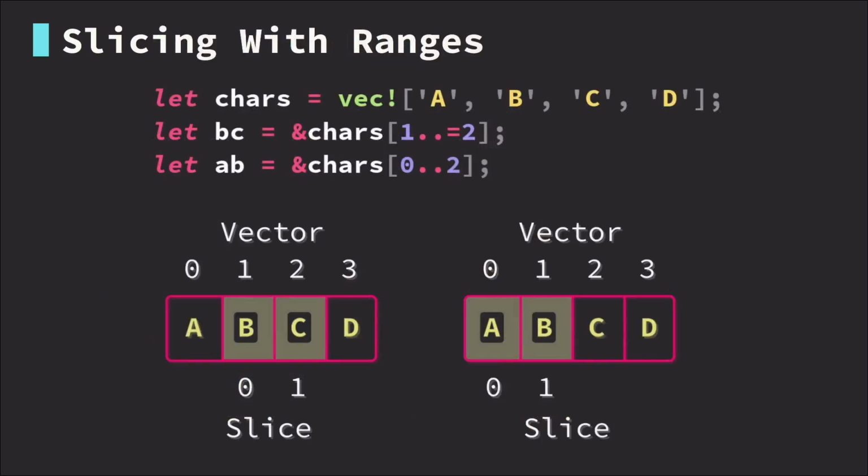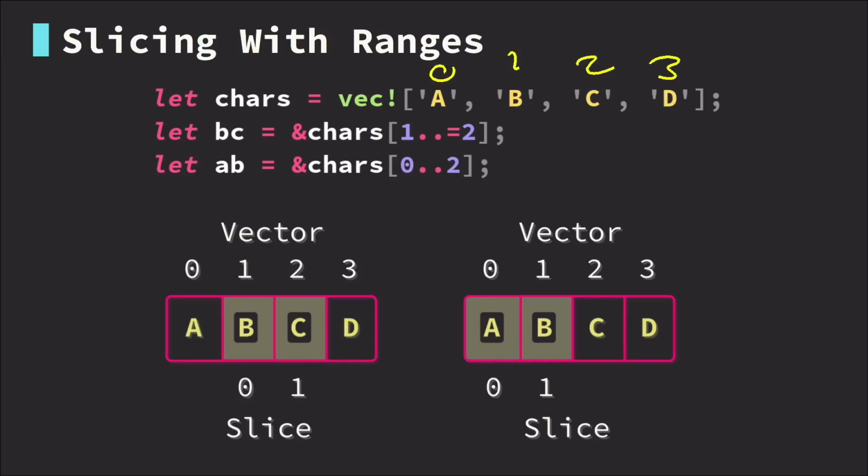When we create slices, we can use the range operator to get a specific range of a slice. If we take a look here, we have a vector of characters, A, B, C, D. And if we want just the BC, we can slice from 1 through 2. So this will be 0, 1, 2, and 3. So for BC, we're getting B and C, which is 1 and 2.